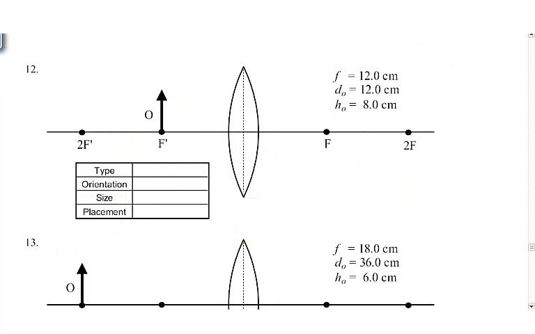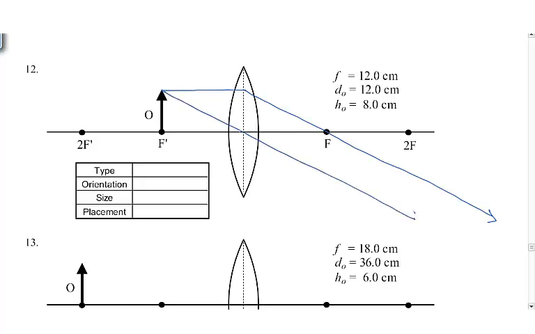Example 12. Where the object is right at the focal point, follow your rules: parallel to the axis, and then through the focal point. And then light rays that travel straight through the center are unaffected. So if you draw that perfectly, you should see that those rays are traveling parallel to each other. When that happens, no image can be formed.